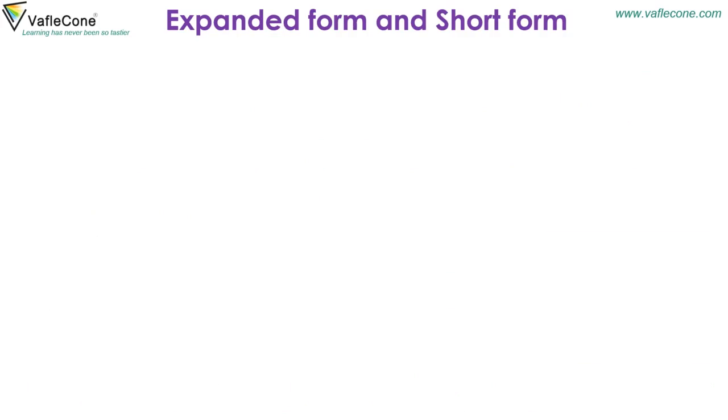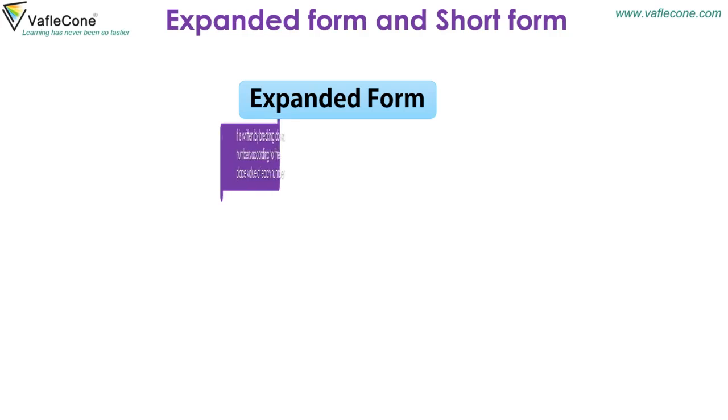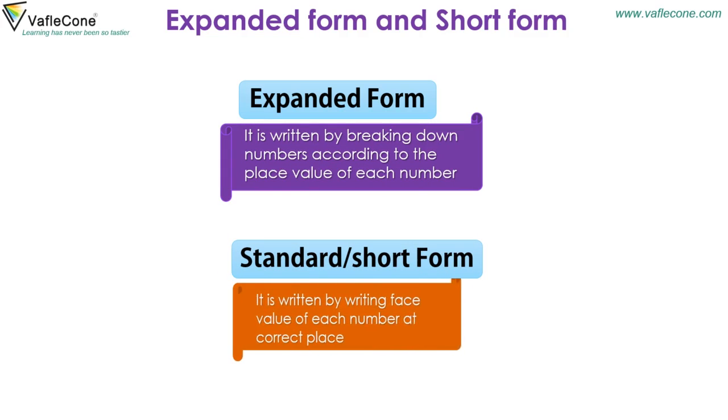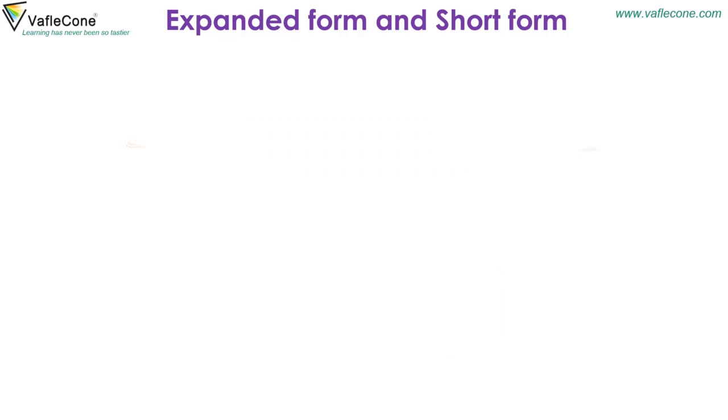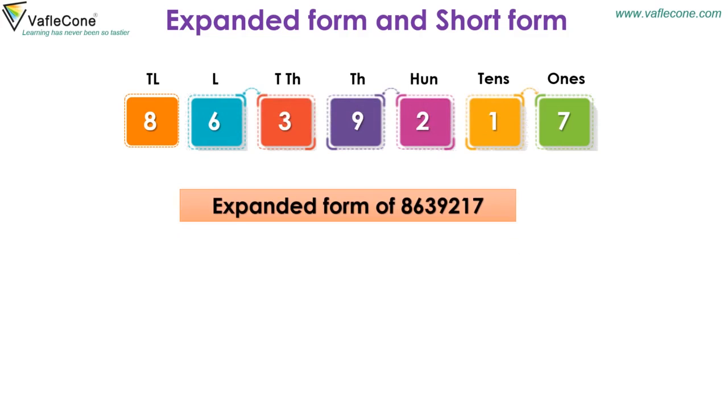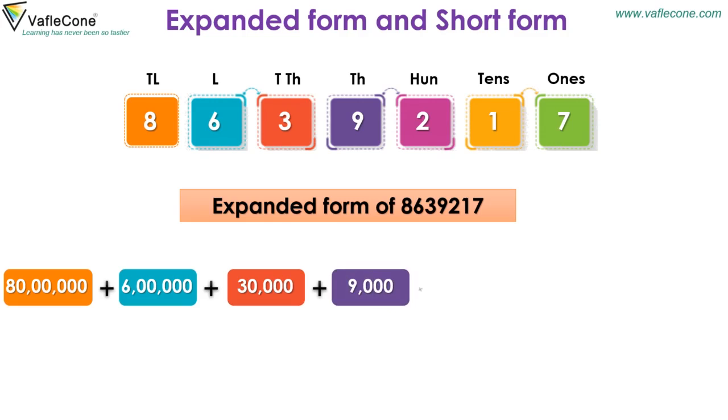Expanded form and short form. Expanded form is written by breaking down numbers according to the place value of each digit. Standard or short form is written by writing the face value of each digit at the correct place. For example, the expanded form of 86,39,217 is 80 lakh plus 6 lakh plus 30,000 plus 9,000 plus 200 plus 10 plus 7.